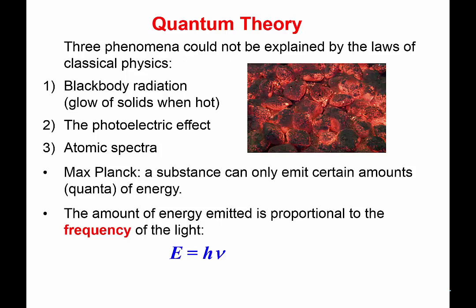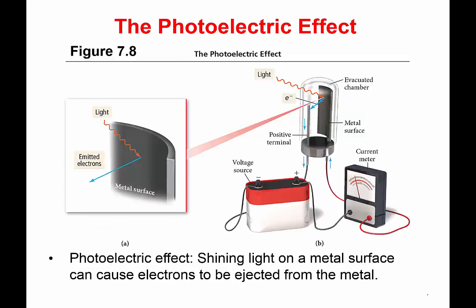And so he came up with this equation, E equals h nu, where h is a constant that's known as Planck's constant. And you can see the value for it there. It's a very small number, 6.626 times 10 to the negative 34 joules times seconds. So when you multiply Planck's constant by a frequency in 1 over seconds, that gives you an energy in joules. And Planck's work helped to understand something else called the photoelectric effect.